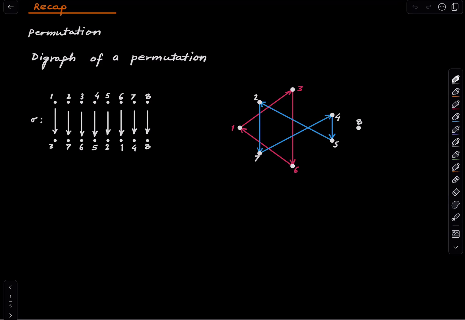We will continue our discussion on permutations, and let us recall what we did. So we defined what a permutation is. A permutation of a set X is merely a bijection of X with itself. Alright, and we saw several examples.